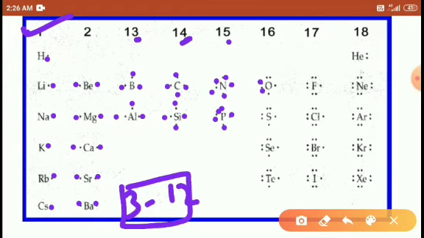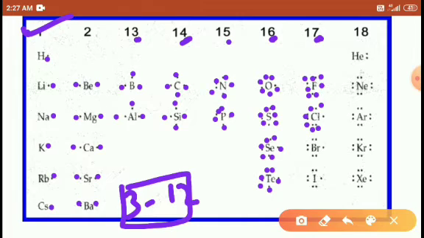Group 16: 1 2 3 4 5 6. Group 16 has only 6 valence electrons. Group 17, the second digit is 7, so that's why it has 7 valence electrons: 1 2 3 4 5 6 7, 7 valence electrons.